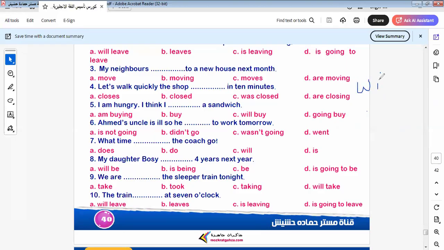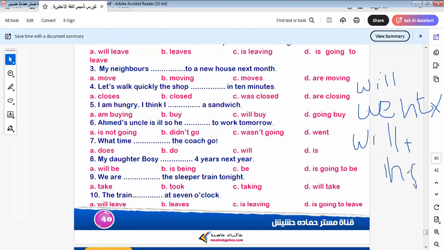When we say "will went," it's wrong. Why? Because will must be followed by the infinitive form. You must know this rule, and take care when you answer this exam in the preparatory stage.